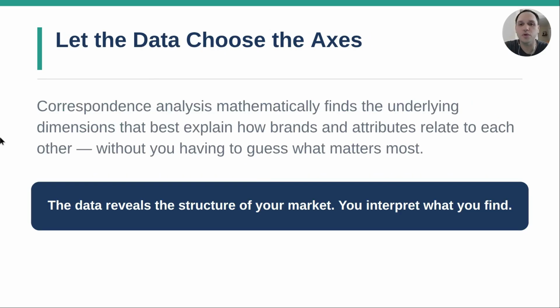The core shift in correspondence analysis is this. Instead of you choosing the axes, the data chooses them. You feed in a rich table of brand attribute ratings from consumers, and the algorithm mathematically identifies the two underlying dimensions that best capture how brands and attributes differ from each other. Those dimensions emerge from the data. They reveal what's actually driving differentiation in the category, whether or not you had the insight to hypothesize it in advance. The data shows you the structure. Your job is to interpret what you find.